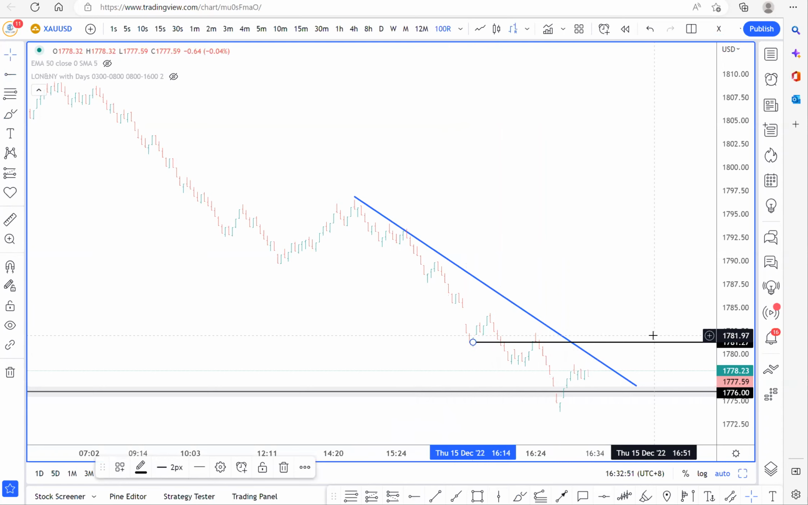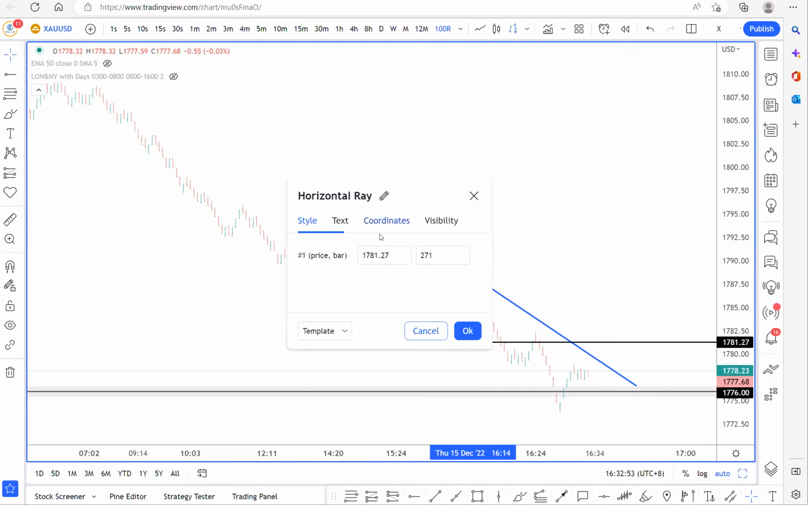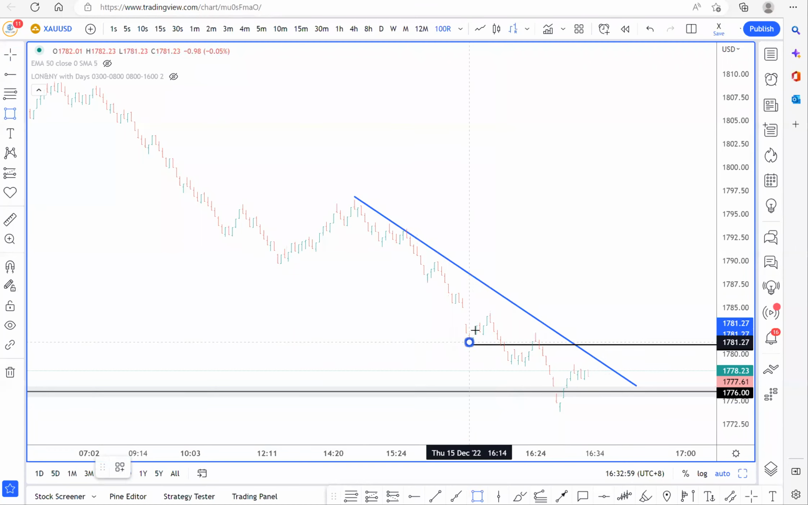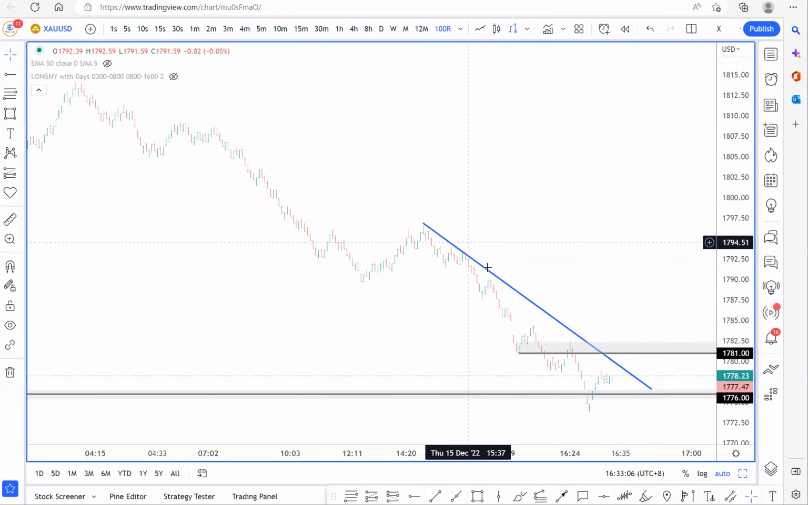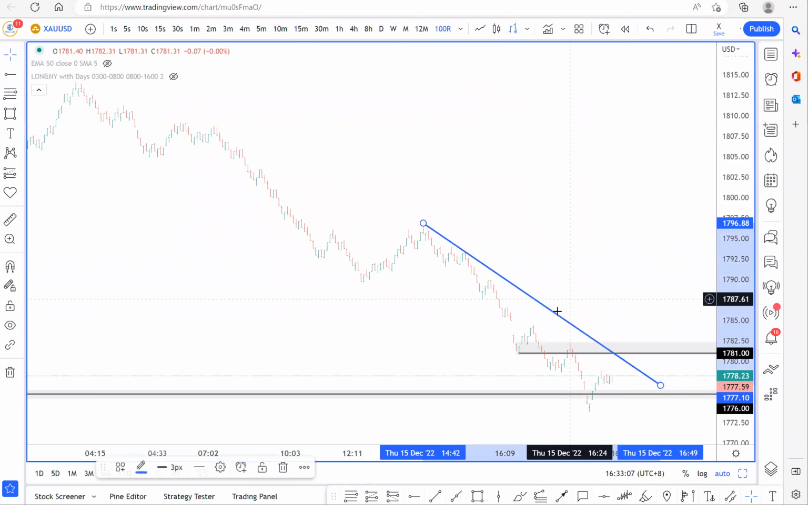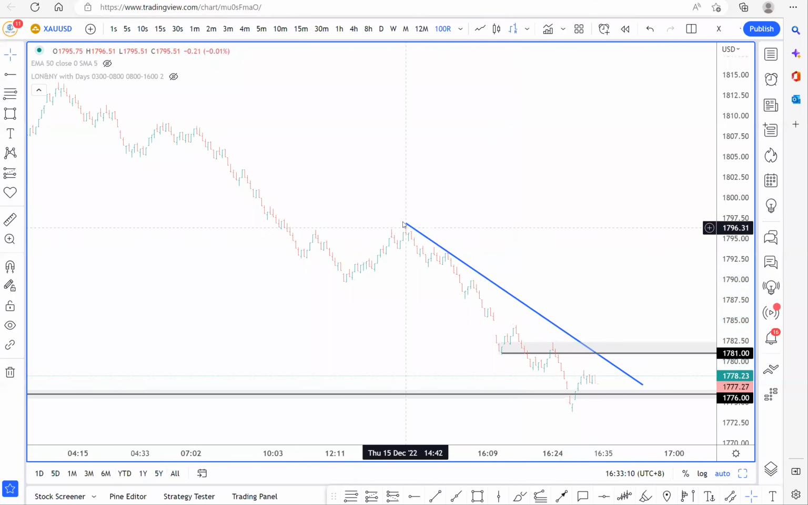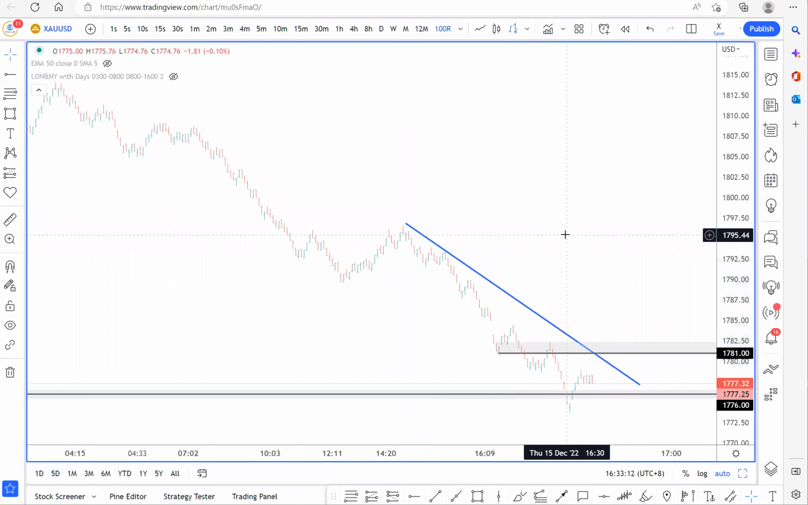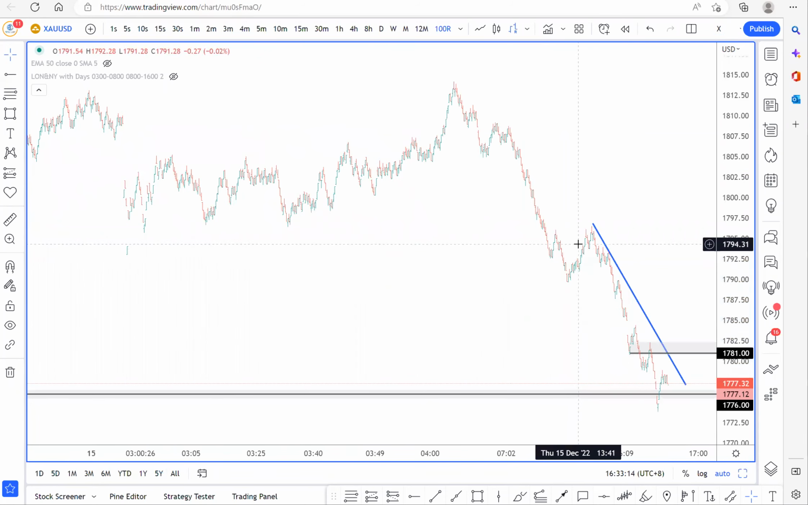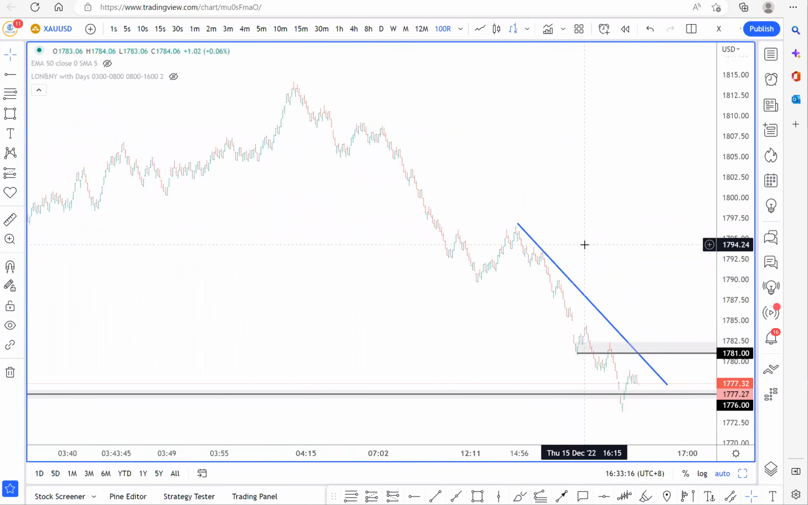So again, 1781.27, I'll just round it to 1781, understanding that it is a zone instead of just a specific level. Okay, so this is more of a range that we're looking at. So I would say that this would be the two price points that we have over here, as well as this descending trend line. Okay, so I hope that this helps.